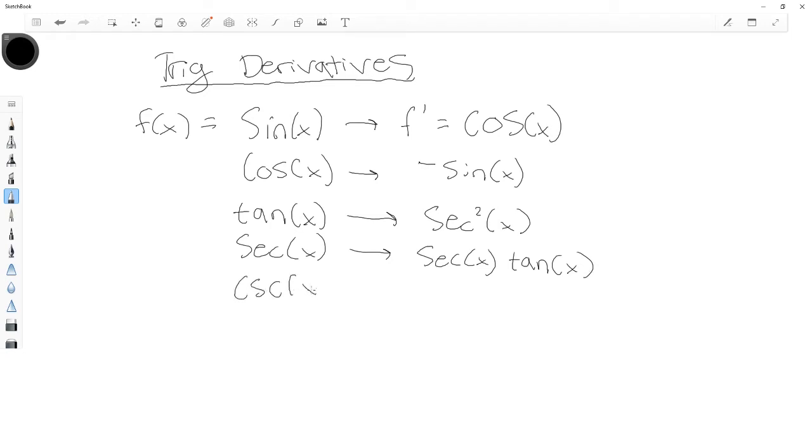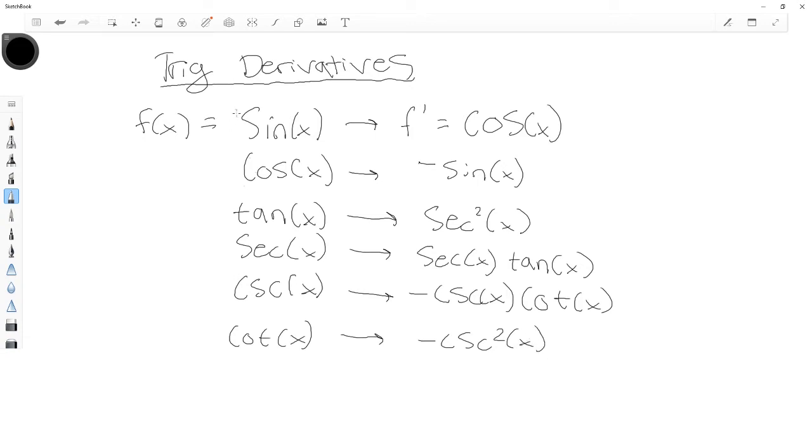Cosecant is negative cosecant x times cotangent x. And then cotangent is negative cosecant squared x.